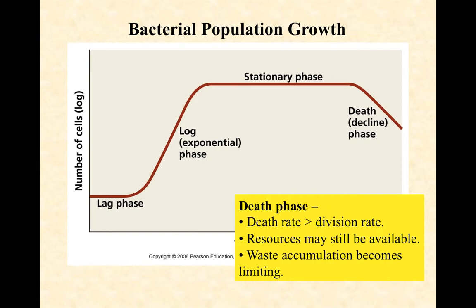Death phase, it's where the death rate begins to outpace any division rate. So maybe you have 2 cells die and only 1 new cell is born, or 200 cells die and only 10 new cells are born, and so on. There may still be some resources available, but chances are if you've pushed through stationary phase, you've depleted some key nutrient that is now limiting. And waste accumulation at this point becomes the limiting factor, because wastes can be chemically toxic to the cell, and they can actually begin causing irreversible damage.